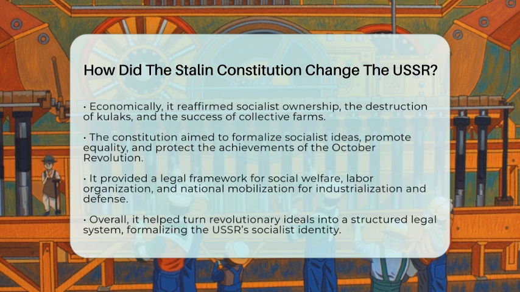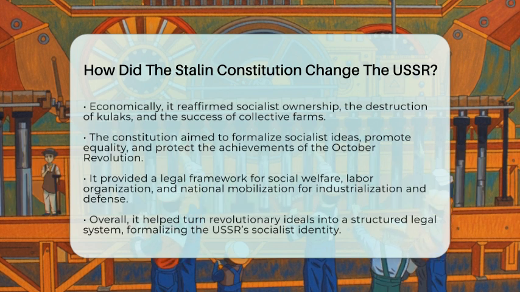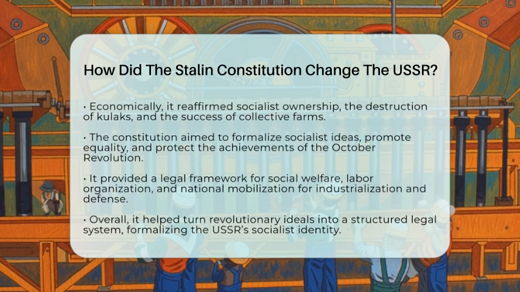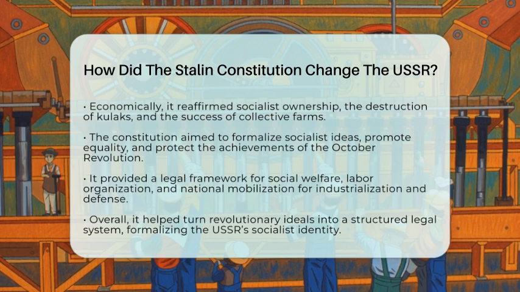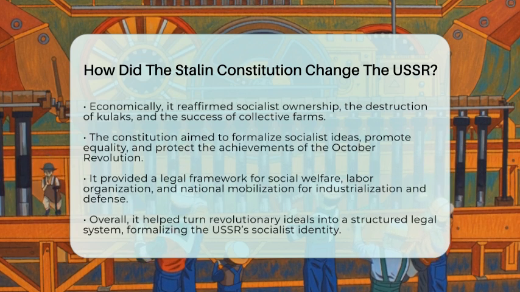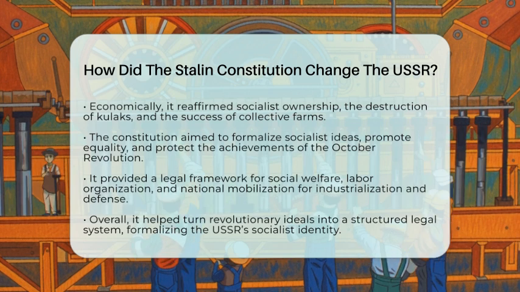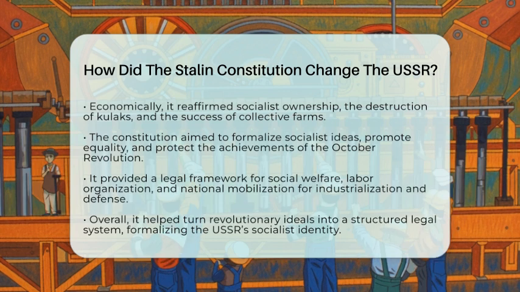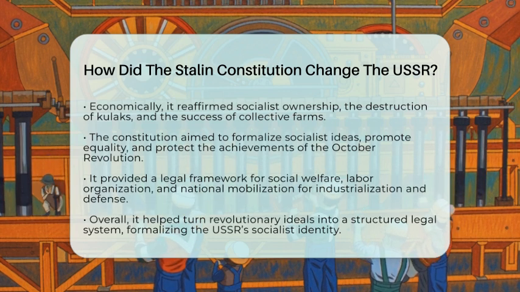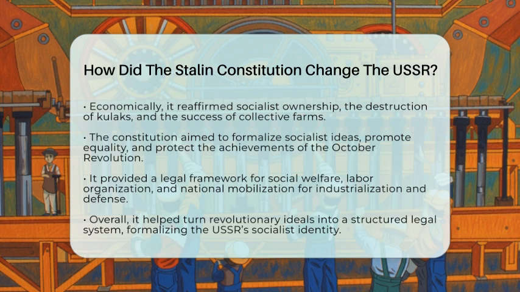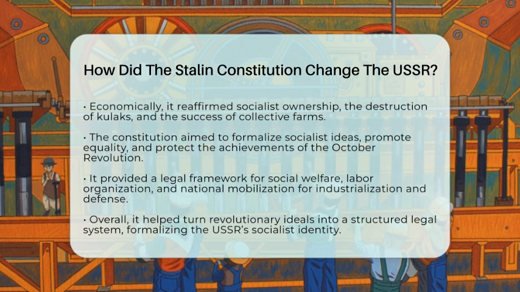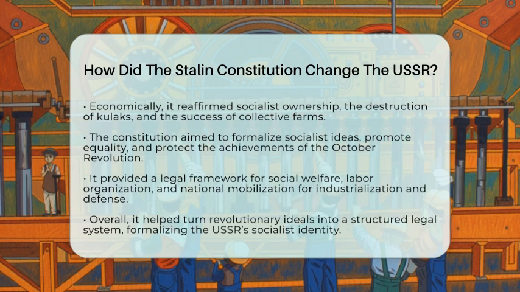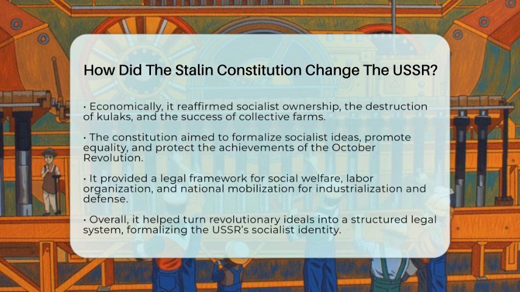for industrialization and defense. While some citizens didn't agree with all parts of the Constitution, especially when it didn't match their personal experiences, from the communist perspective, it was a move forward. It helped turn revolutionary ideas into a structured legal system that aimed to build a society run by the working class, organized through Soviets. Overall, the Stalin Constitution changed the USSR by formalizing its socialist identity and setting the stage for future state-building efforts.